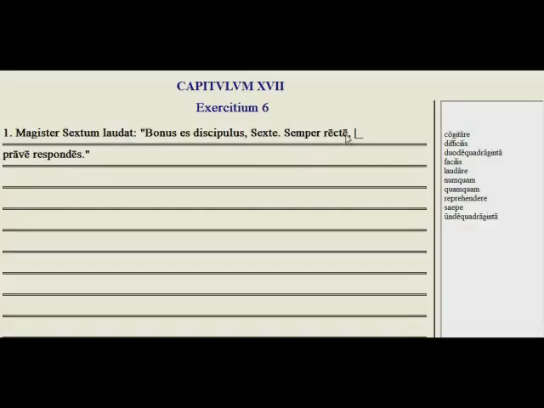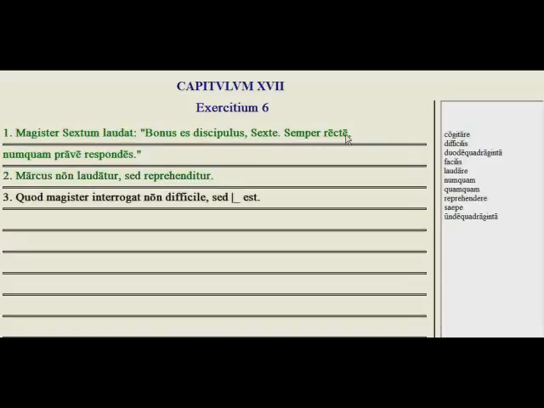So we want numquam. You never. Marcus is not praised, but reprehenditur. He is scolded or reproved. Okay, let's try exercise 7, the question and answer.